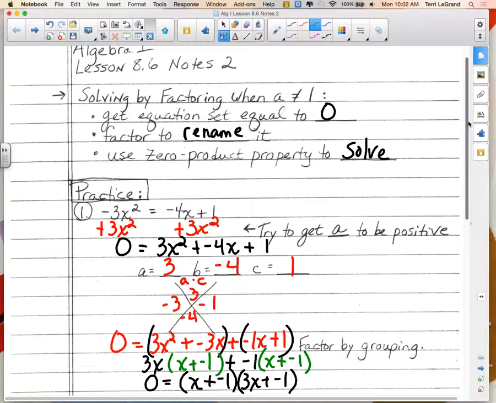Now, when we don't have room on our notes, we'll check the other one on the back side, but we don't have room to check. When you check it, you go back to the beginning and you check it in the original. So when we check this one, we would substitute 1 in for x in both places on both sides. And we would make sure that we get a true statement in the end, something equal to itself. Whether that's 1 equals 1 or -6 equals -6, we need an equality.